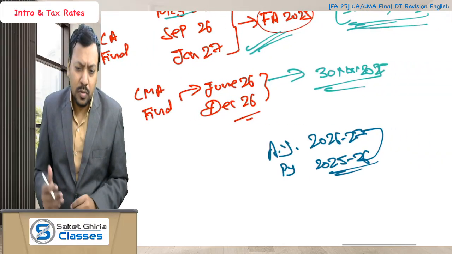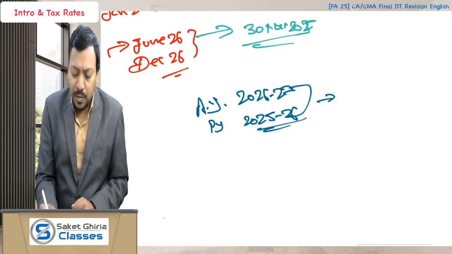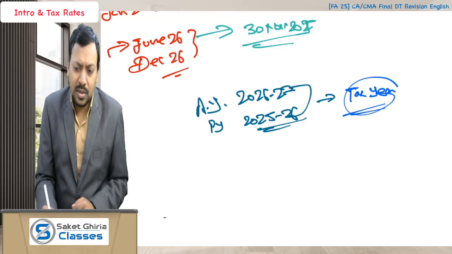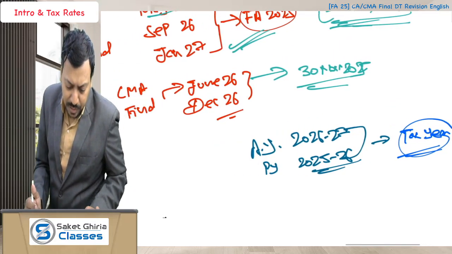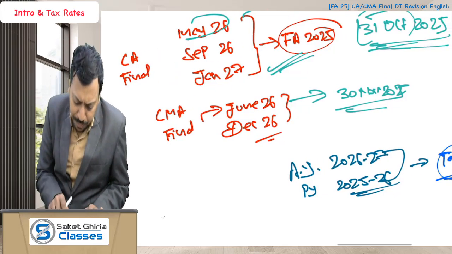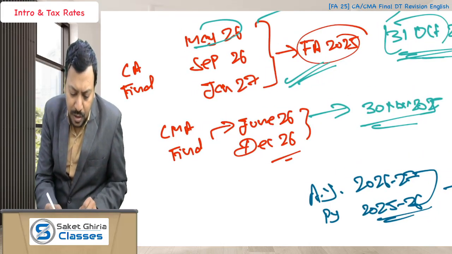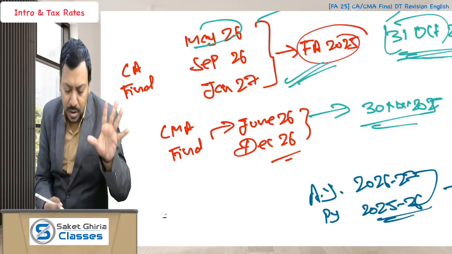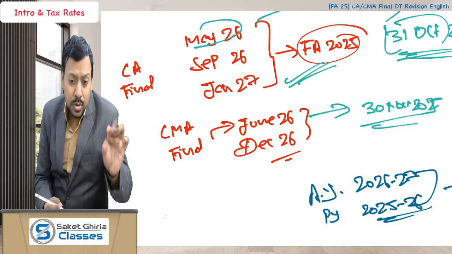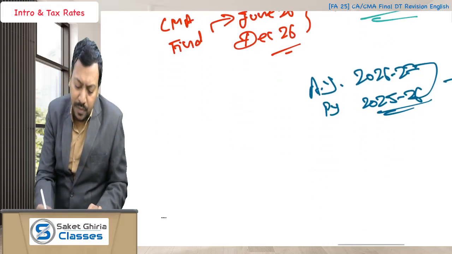Once the new income tax act becomes applicable, these two will be merged, and a single term will be used, which is known as tax year. But this is not the case for your exams. This is applicable for your juniors, when they appear in the exams. Now, without wasting any more time, for the CA students, the applicable Finance Act is Finance Act 2025, the assessment year is 2026-27, and the previous year is 2025-26.